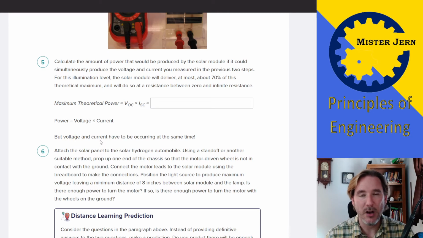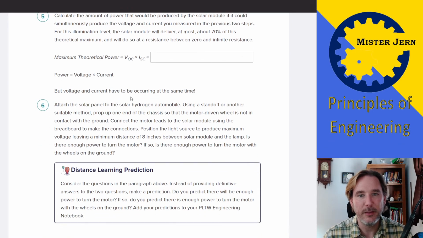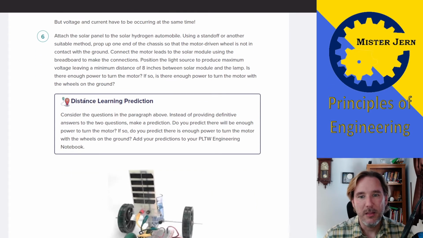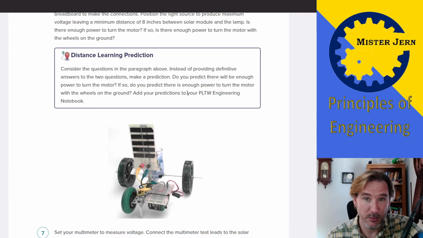What you just saw was an example of just theoretical numbers. There's nothing hooked up to the circuit. So what we're going to end up doing is attaching the solar panel to a little car, just like this. Now, distance learning, you're going to actually make a prediction. Make sure you read all this, consider all the things from above, and make a prediction. You're going to write it down.